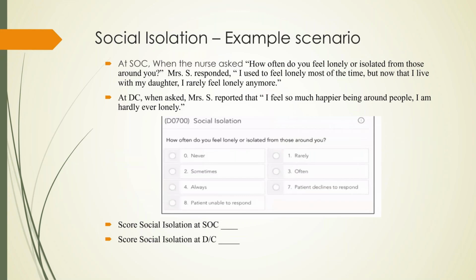And at discharge, the nurse wants to find out the same thing. When she asked her, how often do you feel lonely, she says, I feel so much happier being around people. I'm hardly ever lonely. Never or rarely, it's not right or wrong. It's clinical judgment, but you're not going to say always or sometimes, so never or rarely would be fine.